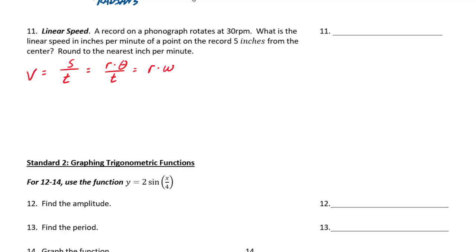Now for this one, it looks like it gives us 30 rotations per minute. So I'm going to have to convert that into a theta. Actually, this is going to be more of an omega because it is per minute as well. So I could go with 30 times, each rotation is 2 pi radians, per 1 minute. So for this one, it looks like it would just be 60 pi radians per minute.